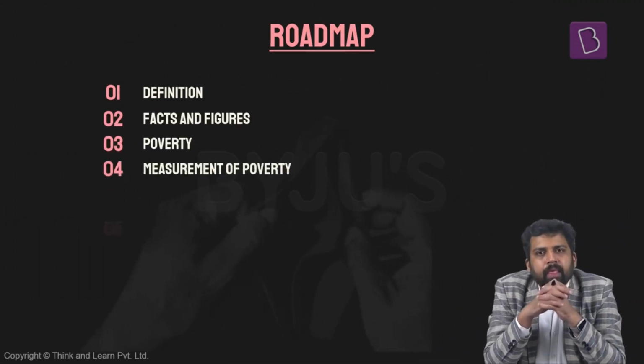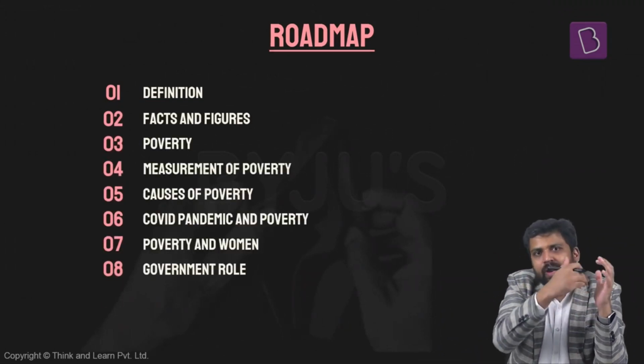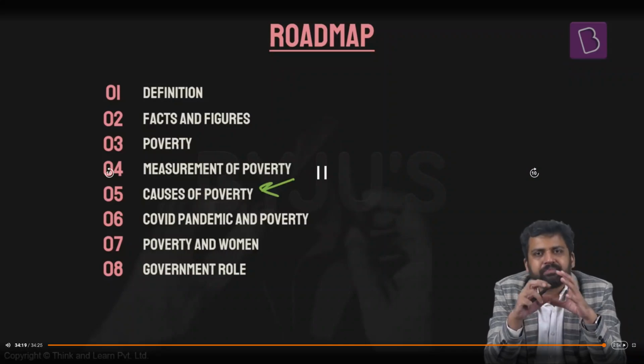Right? So this is about how we have been measuring poverty. This is all about how there are different dimensions to poverty, right? And we looked at the multidimensional poverty index, and we also looked at some regional and social dimensions. The next thing that we're going to do is talk about some of the causes of poverty. Right? We'll look at some of the broader causes of poverty.